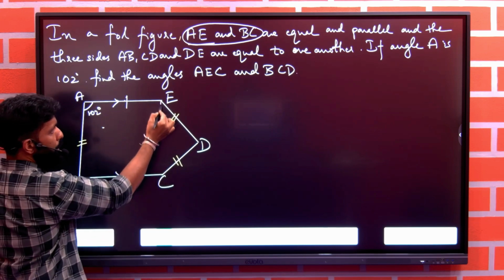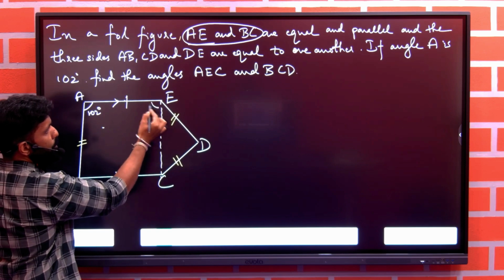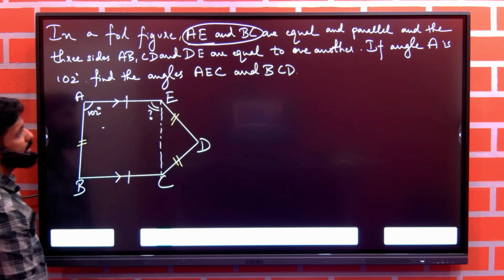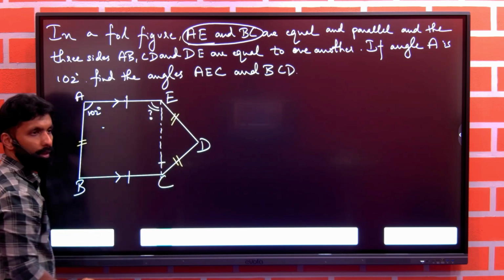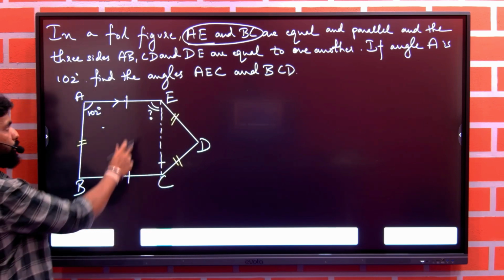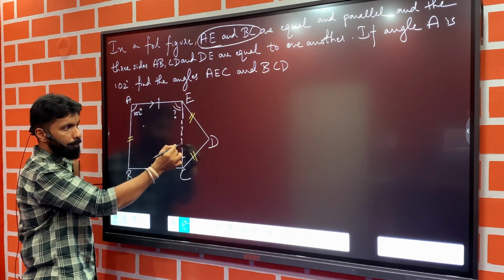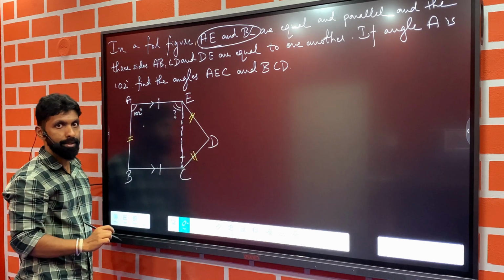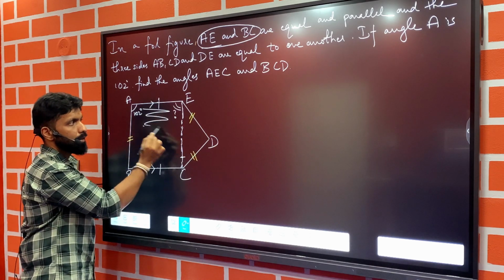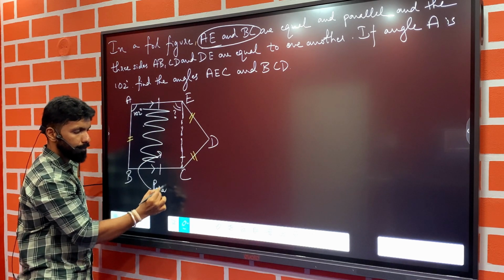I'm supposed to join this line. AEC, so I'm supposed to find this angle. And I'm also supposed to find BCD, this entire full angle. I'll come to that a little later. Now, for AEC, first of all, the minute I join this line, do you realize that this figure is a parallelogram?